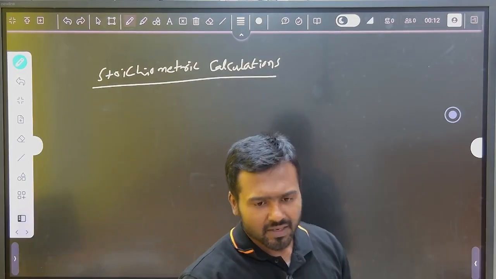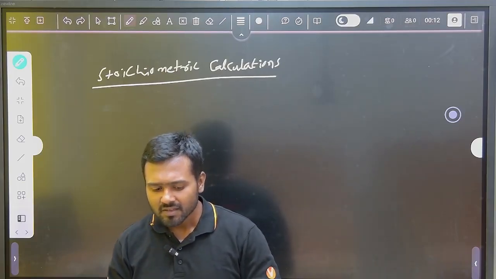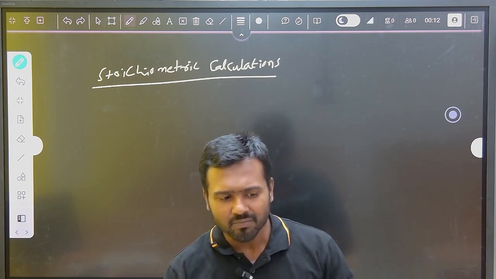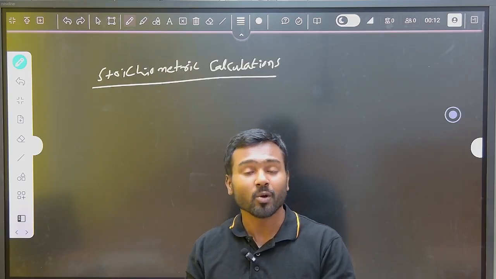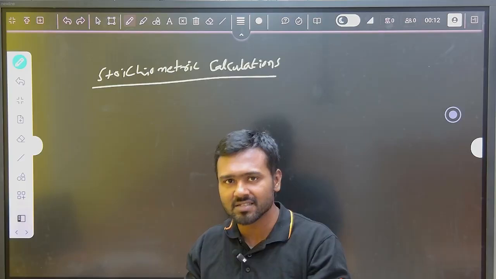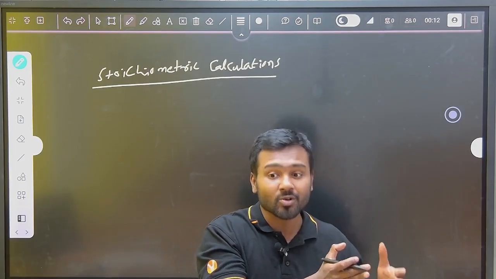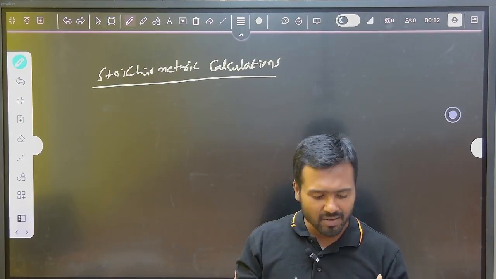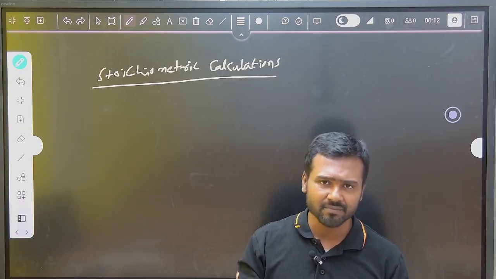So stoichiometric calculations means, first of all, what do you mean by stoichiometry and what is the use of this? In stoichiometric calculations, see how much weight of reactant you took and how much weight of the product is formed, or how much weight of reactant you took and how much volume of gas is released, or how many moles of product are formed. Just now we said everything is interrelated: number of moles, number of particles, and the volume.